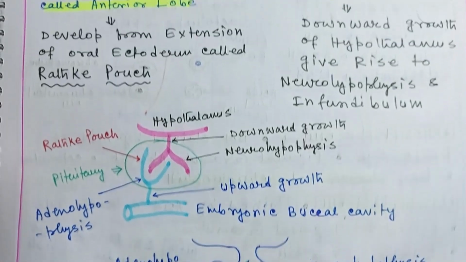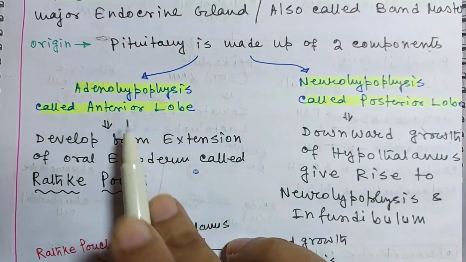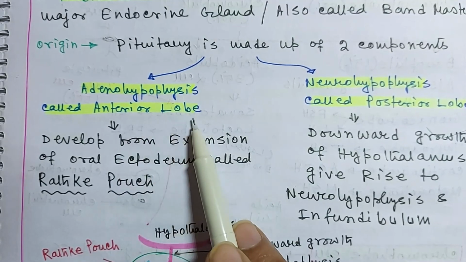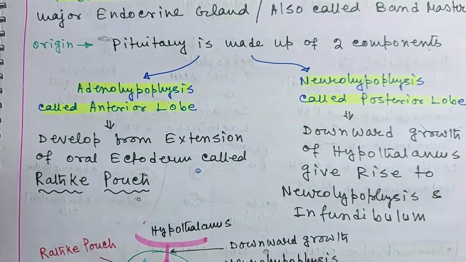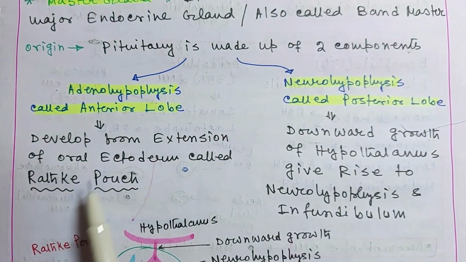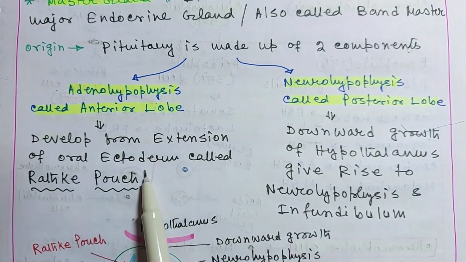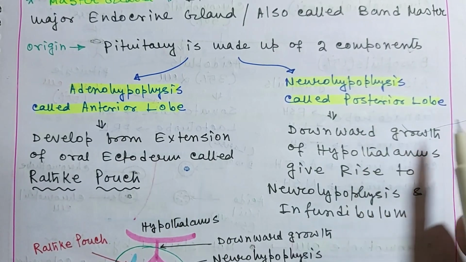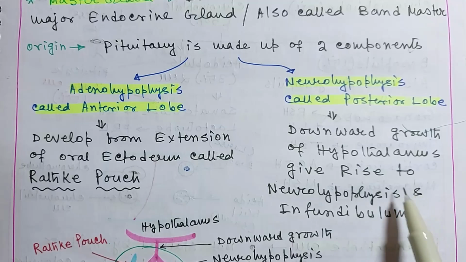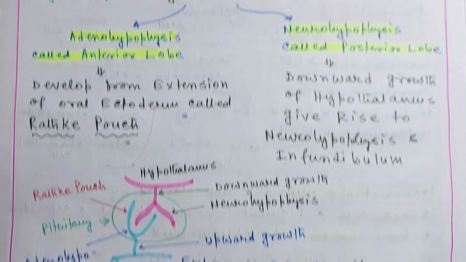So the pituitary gland is made up of two components: the adenohypophysis, also known as the anterior lobe, and the neurohypophysis, which is called the posterior lobe, right? Now the adenohypophysis develops from an extension of the oral ectoderm known as Rathke's pouch. And the neurohypophysis, or posterior lobe, and the infundibulum develop from the downward growth of the hypothalamus.